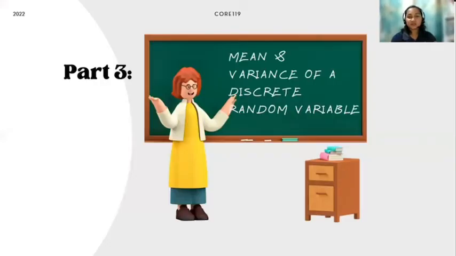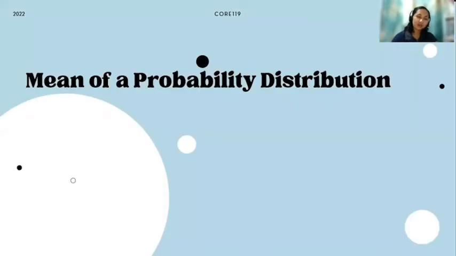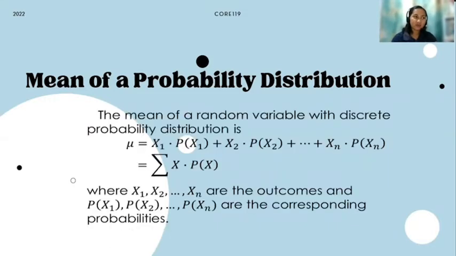The last part of this video is about the mean and variance of a discrete random variable. In a probability distribution, the expected value or the mean of a probability distribution is the weighted average of possible values of a random variable, with weights given by their respective theoretical probabilities. It can be calculated by this presented formula.